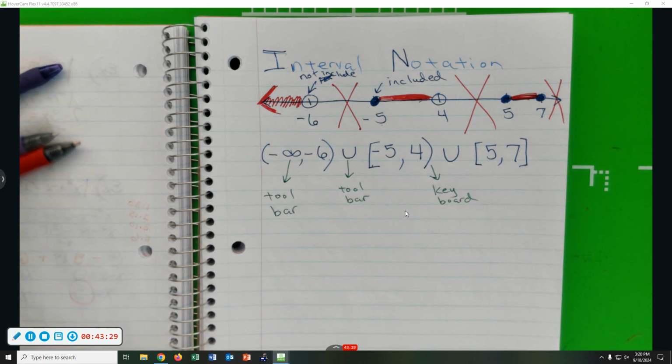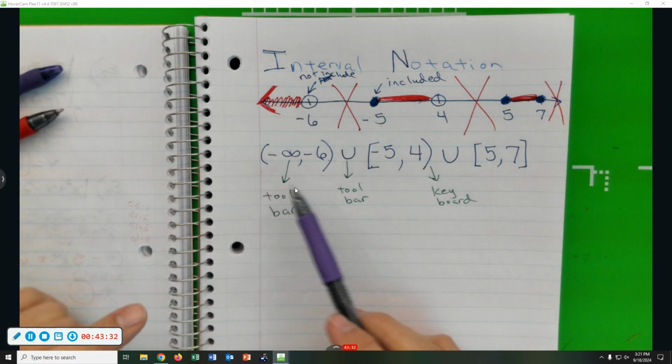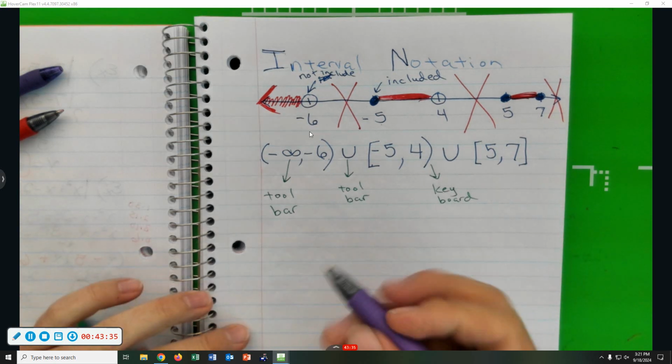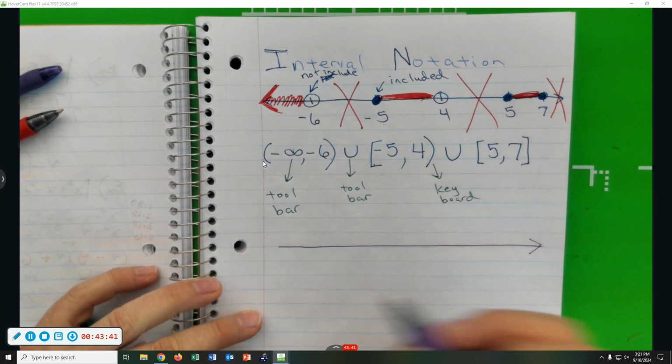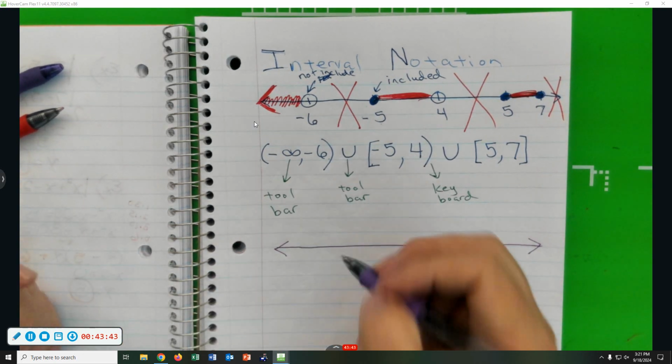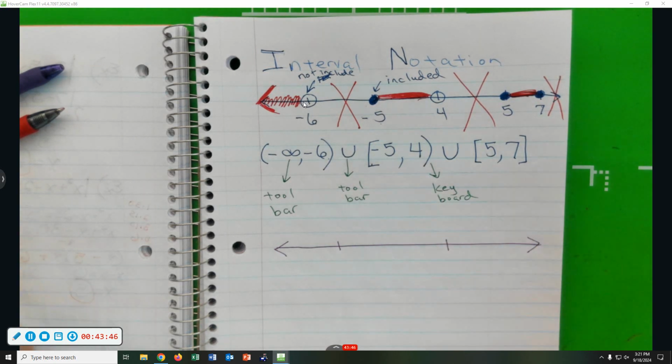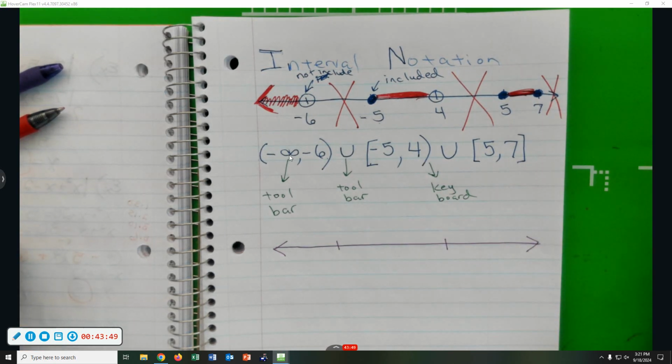Well, first of all, any questions on what we've done? This notation says, if someone asks you which regions on that number line are shaded red, I'm going to say regions. Well, everything to the left of -6, that's what this is saying, not including -6. Everything between -5 and 4, including -5, but not including +4. Everything between 5 and 7, including 5 and including 7.